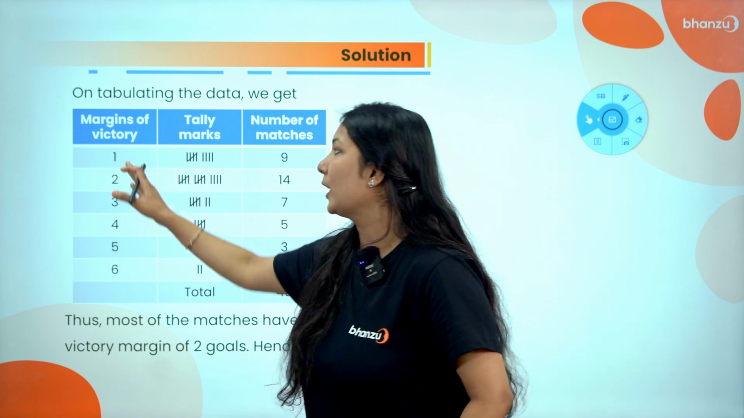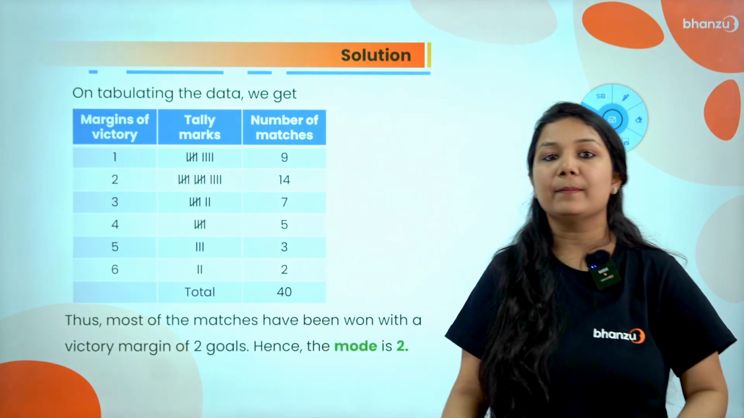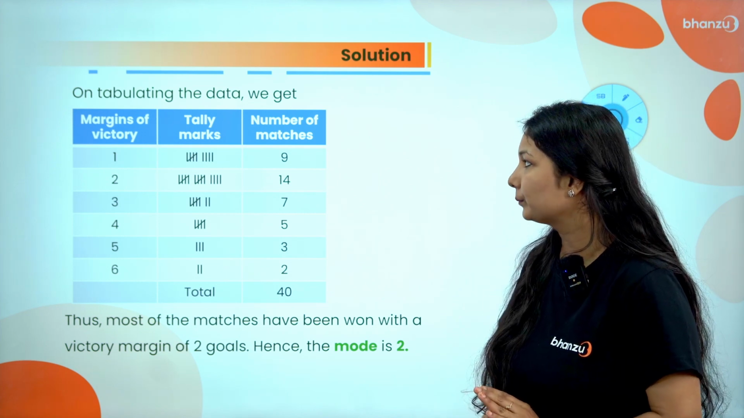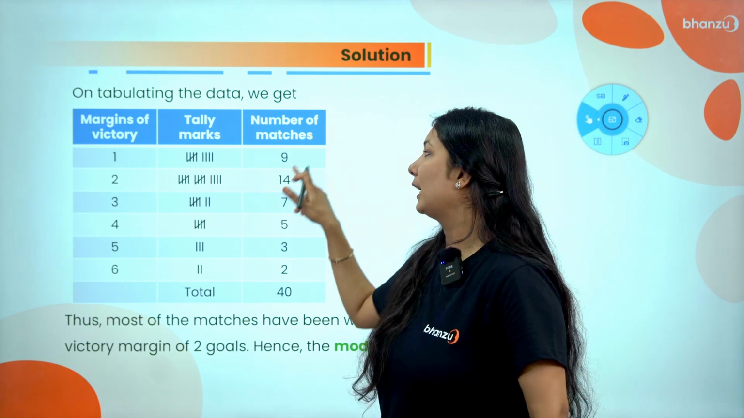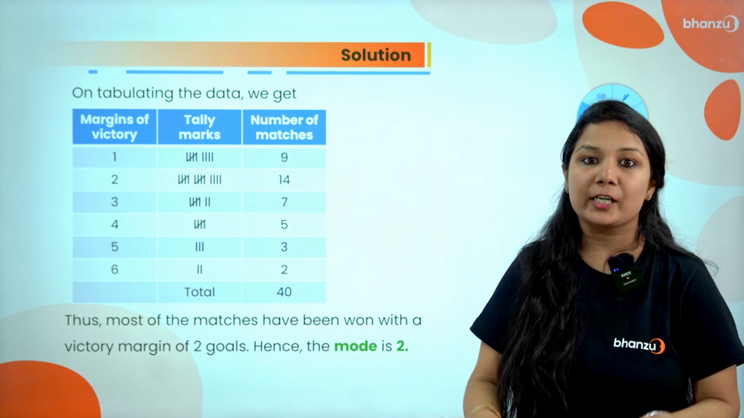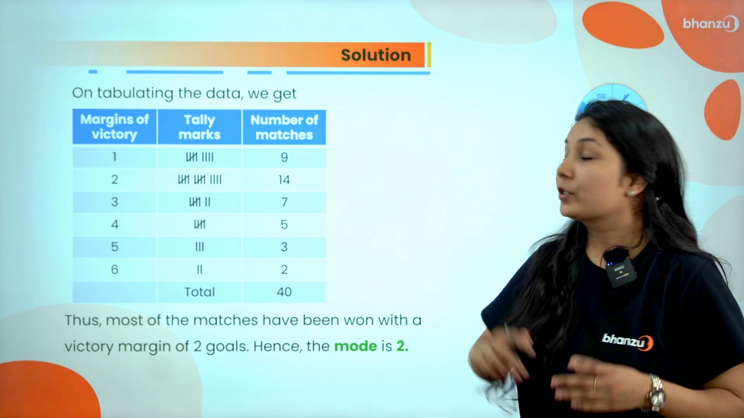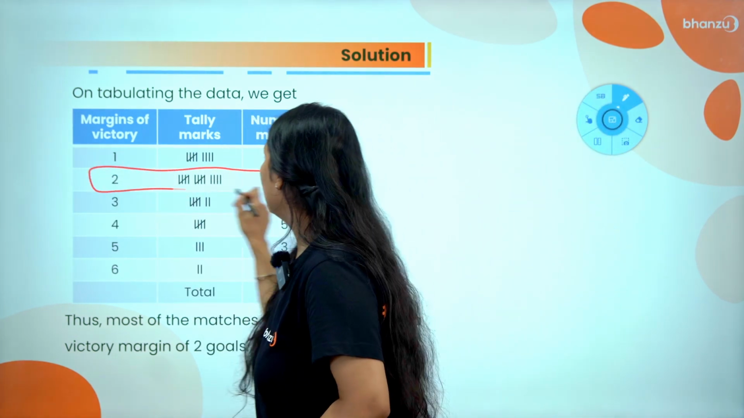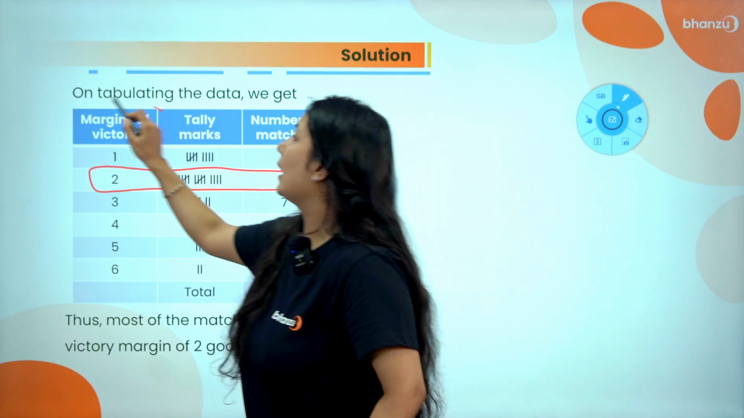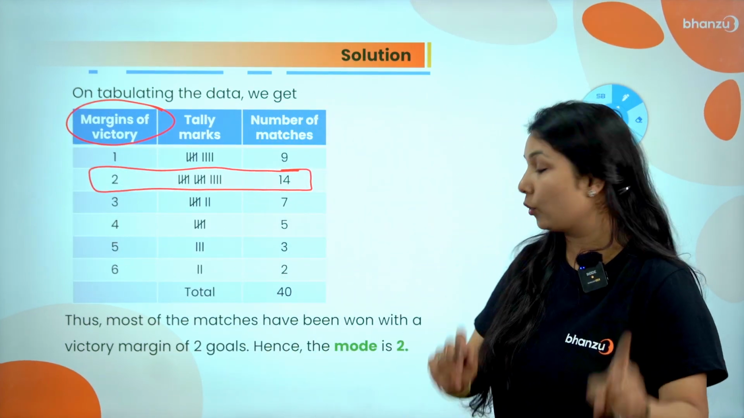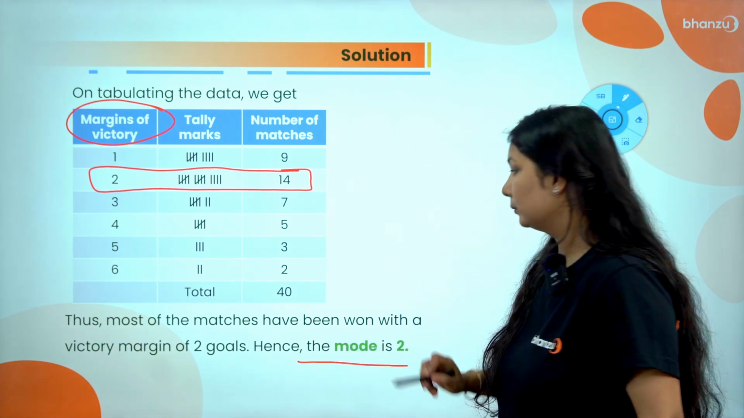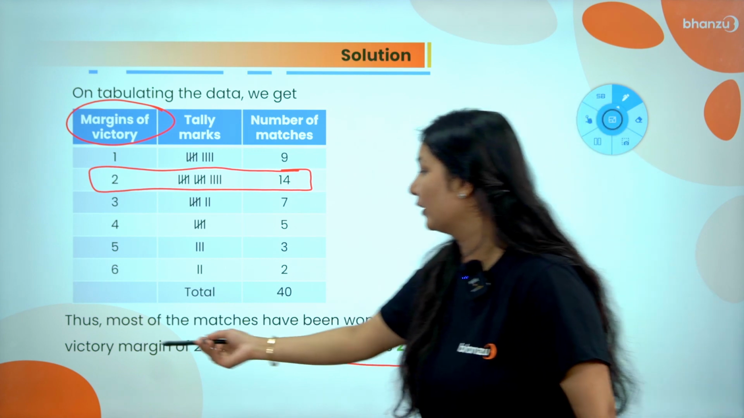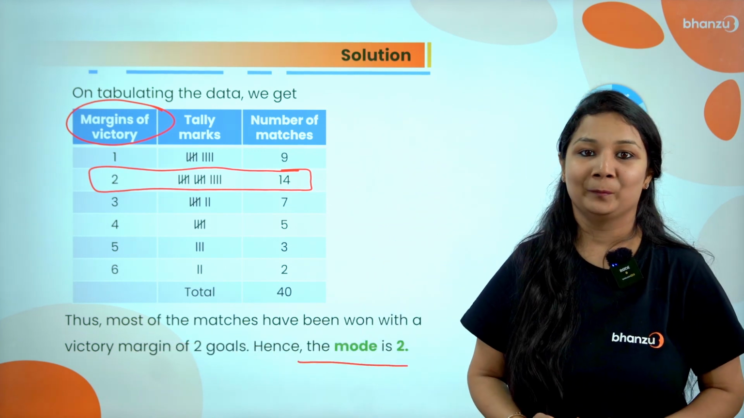So beside every margin of victory, we are going to see how many times that margin was got, right? So based on that, we count the tally marks and write the frequency, which is actually the number of matches. So over here you can see 14 is the highest frequency which caters to 2 margins of victory. So that means the mode is 2. The mode is 2. Most of the matches have been won with a victory margin of 2 goals.